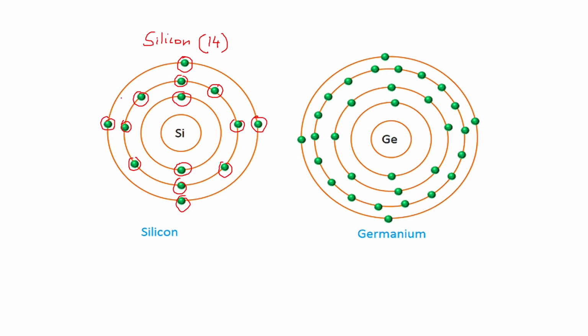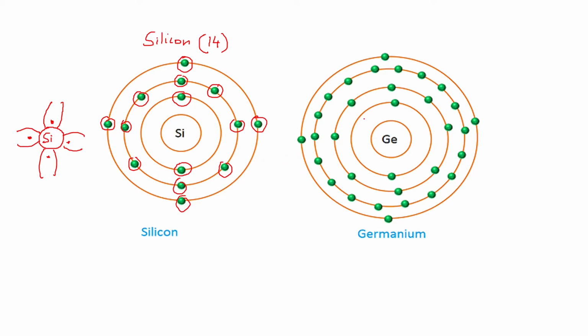These 4 electrons in the last orbit are called valence electrons. Now this same atomic structure, only with respect to valence electrons, you can show like this. This is your silicon atom, and here you can have a valence electron, here a valence electron, here a valence electron, and here a valence electron. This is how you can show it for silicon.